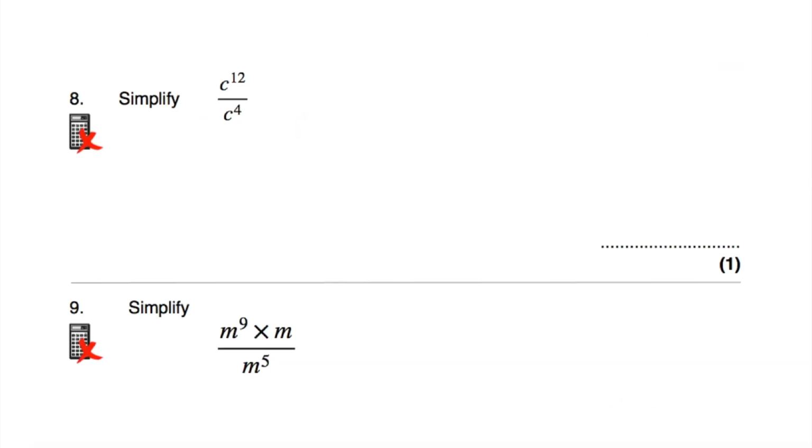Okay, next. Question number 8, we've got simplify c to the power of 12 over c to the power of 4. And this means divided by, this is c to the power of 12 divided by c to the power of 4. And you can just take away the powers. So we do 12, take away 4 is equal to 8. So the answer would be c to the power of 8. And that's it.